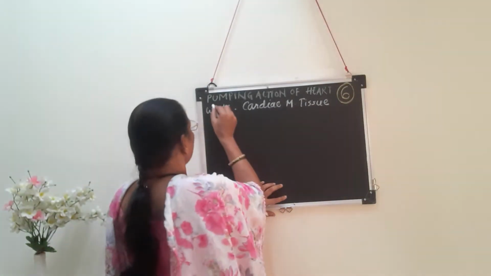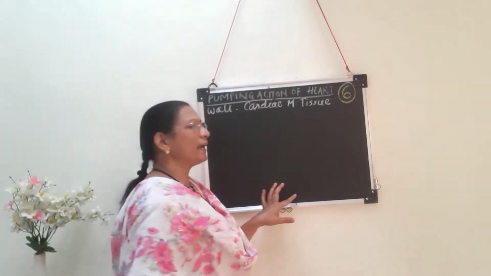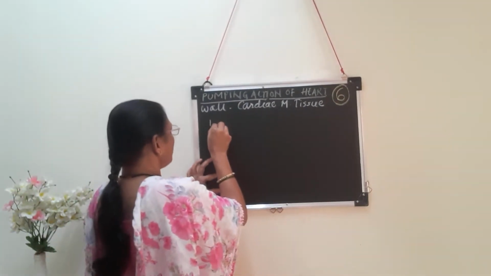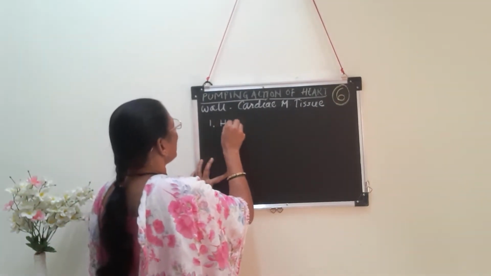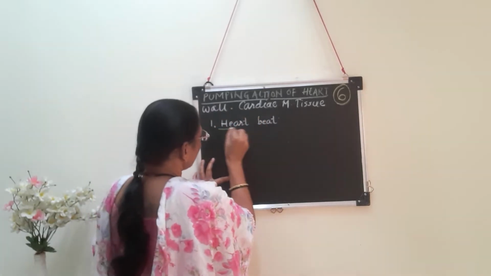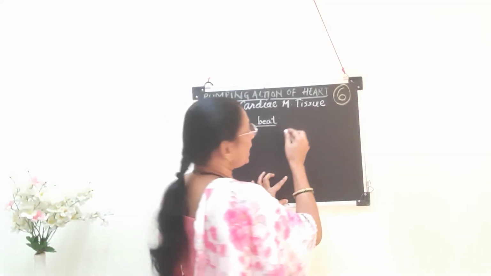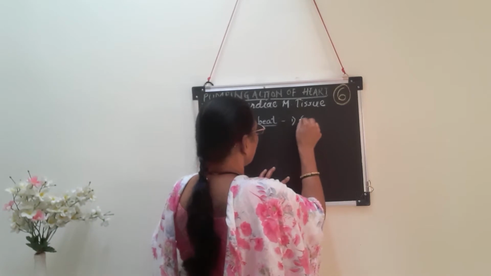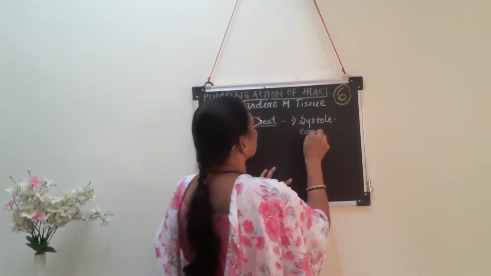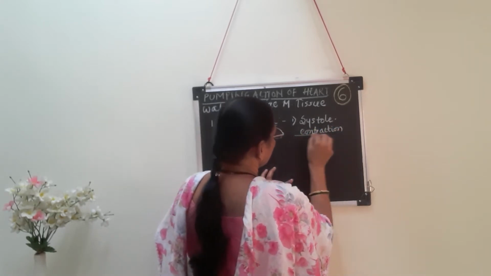So what does this pumping action of the heart include? Before starting with actual pumping action of the heart, we should know some of the terms. First one, we have to study about heartbeat. What is this heartbeat? It involves 2 events. The first one is called systole. Remember that systole means contraction of the heart muscles.